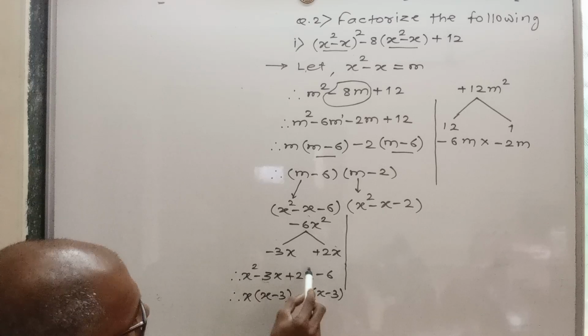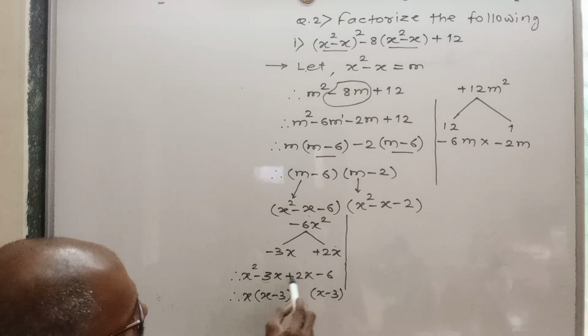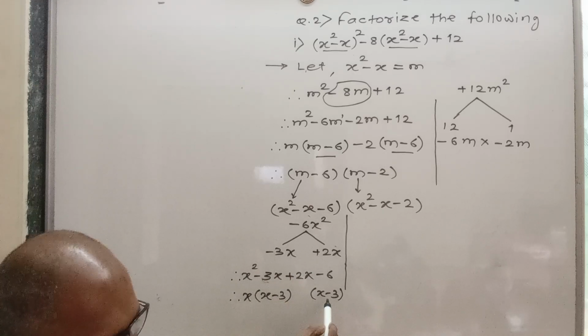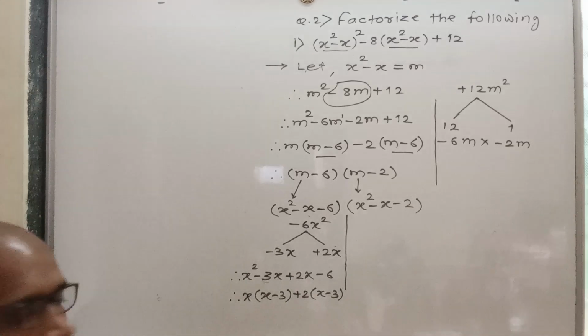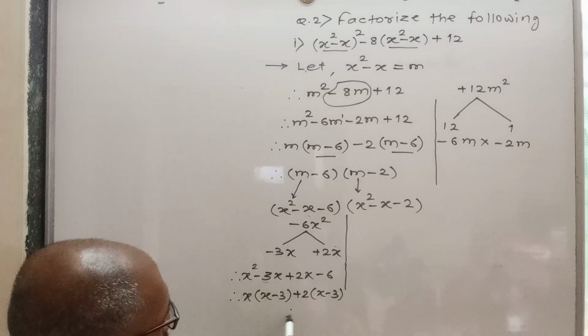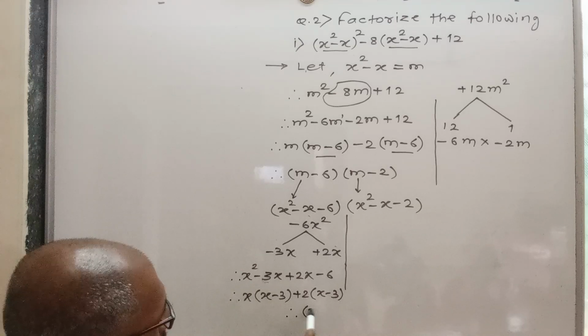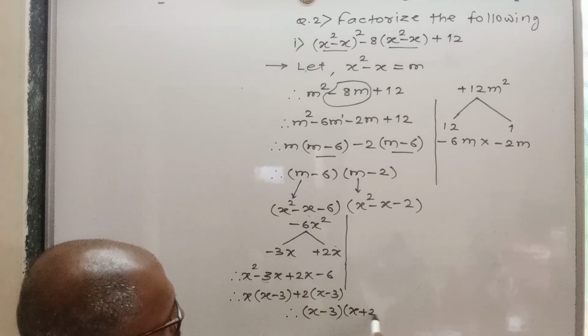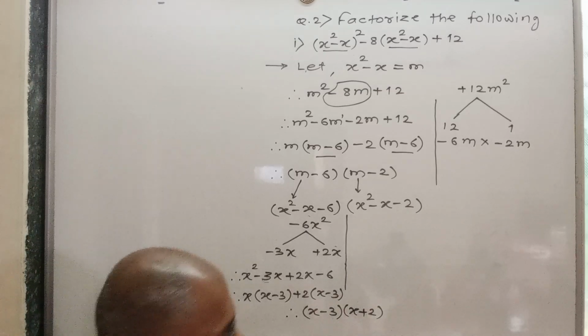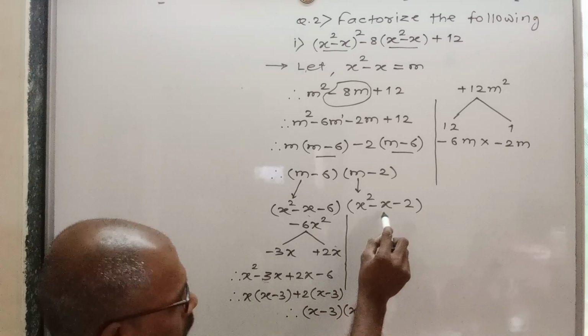Now this x and this plus 2x. Out of this plus 2x we have written here x. What is left? Plus 2. Did you understand? Therefore, x minus 3 is common. Then what is left? x plus 2. Did you understand? Same way we solve this.